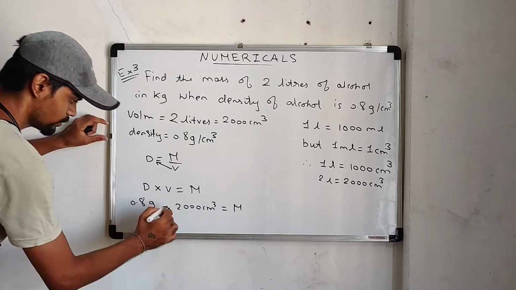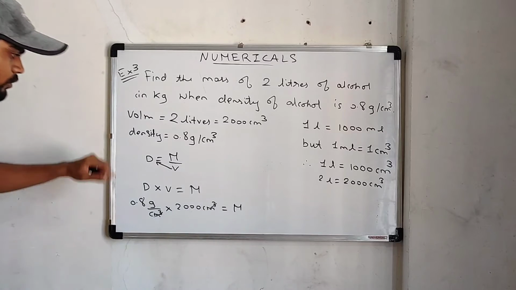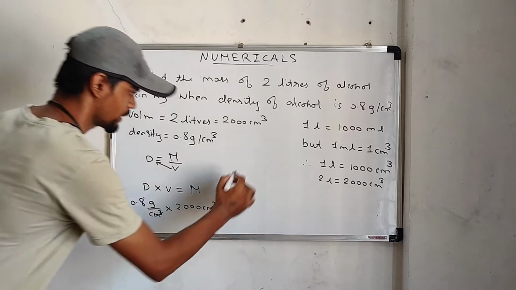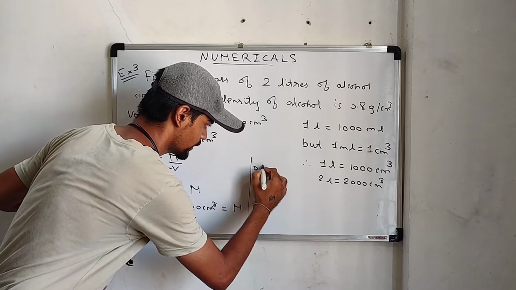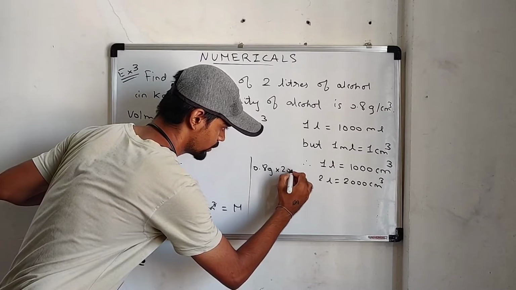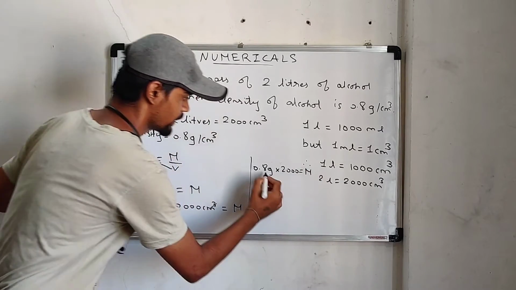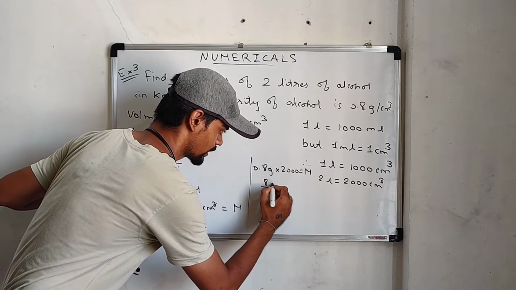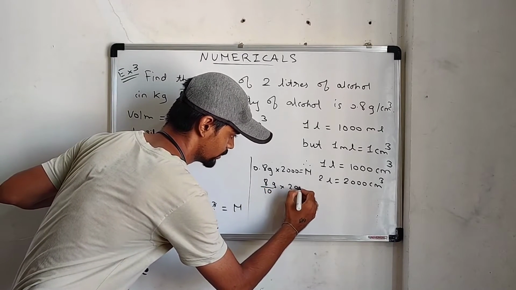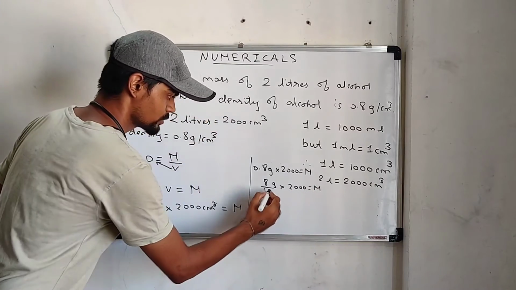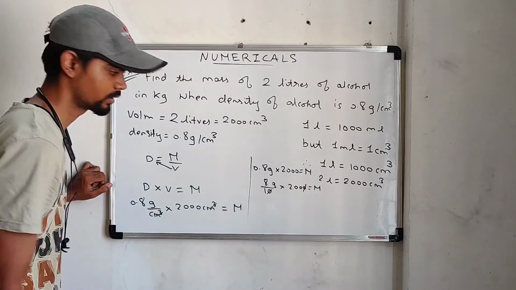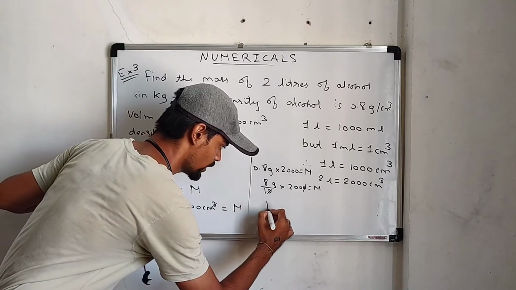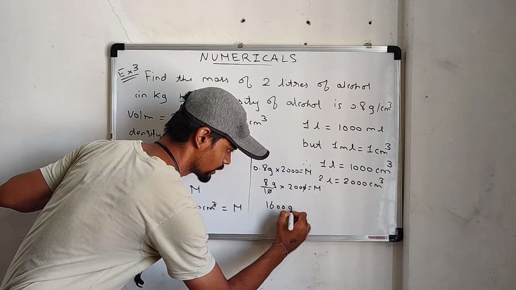Okay, so now this centimeter cube will get cut. Can I write 0.8? Let us write down here. It is 0.8 gram multiplied by 2000 equals to m. Can I write down 0.8 as 8 upon 10? Gram is already there, multiplied by 2000. So here 0 and 0 will get cut. 8 16s are 16 and remaining 2 zeros. So 1600 gram you will get.